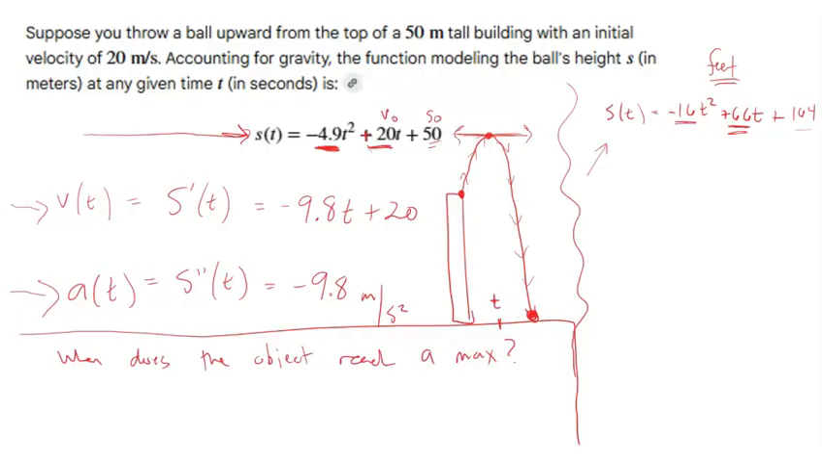So how do I answer that question? Well, I just take my derivative function, which we're going to do a lot in here, a couple different interpretations, and set it to 0. And for this function, it's going to be pretty easy to solve because the velocity function for these types of problems is a linear function. So I'd add 9.8t to both sides, and I divide by 9.8, and I get my answer. The object reaches a max when t equals 20 divided by 9.8, which is about 2.04 seconds. Okay, so an application of our first and second derivative.